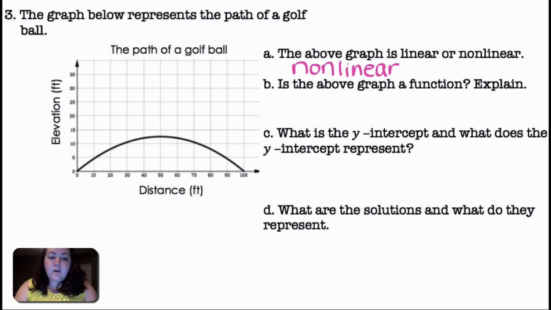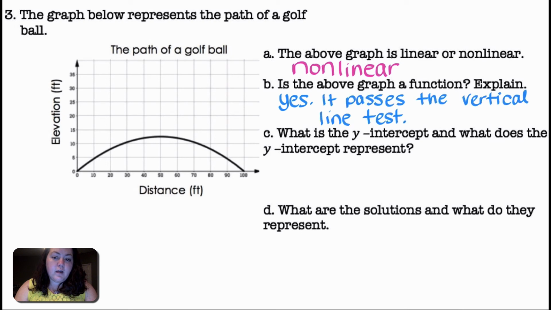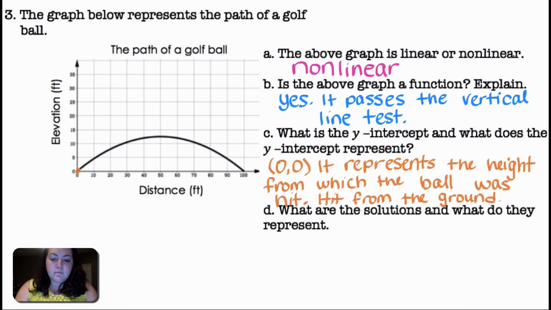Is the graph a function? Anywhere that I drew a vertical line, it would only touch that graph at one spot. So it passes the vertical line test, which makes it a function. What is the y-intercept, and what does the y-intercept represent? It's touching the y-axis at (0, 0), and that represents the height at which the ball was hit. So the elevation was 0 and the distance was 0. It was hit from the ground, at an elevation of 0 feet.